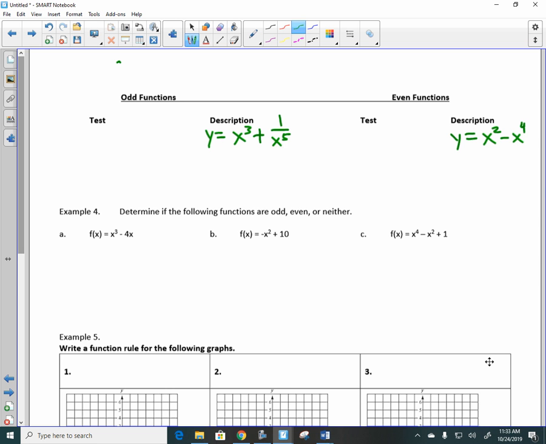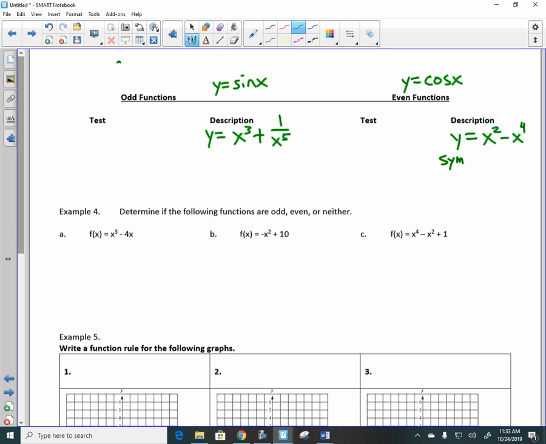However, there are other functions that are odd and even. For example, y equals cosine of x is an even function, whereas y equals sine of x is an odd function. We can't simply look at the degree in order to determine whether those are odd or even. There's something about the symmetry of the graph that claims it as odd or even.